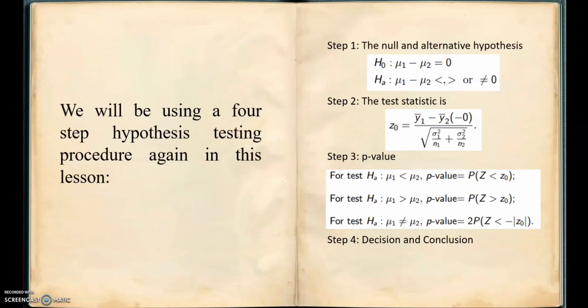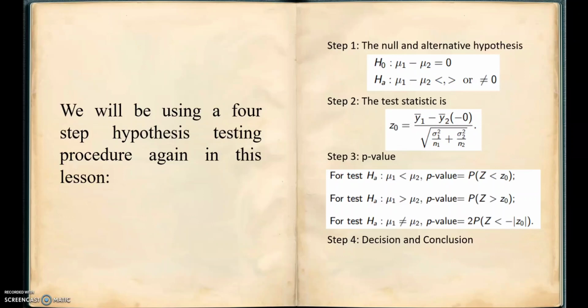For our step 2, we have the test statistic: z sub 0 equals y bar sub 1 minus y bar sub 2 minus 0, all over the square root of sigma sub 1 squared over n sub 1 plus sigma sub 2 squared over n sub 2. So in this step 2, this is the actual formula that we will use in this chapter.